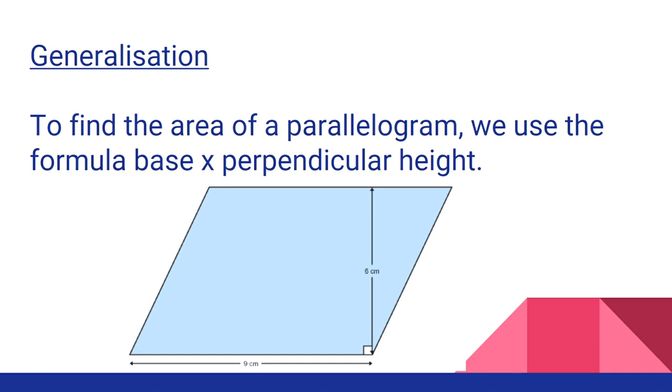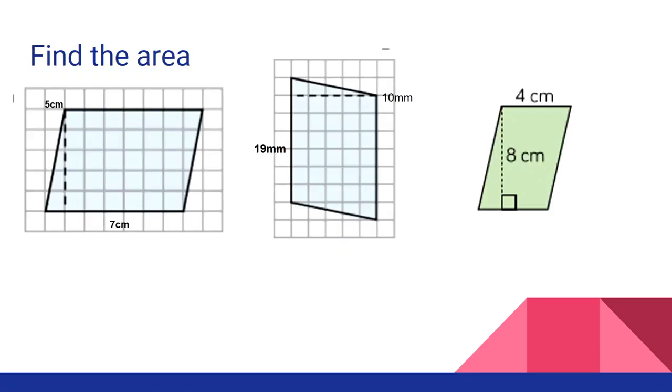The base isn't always going to be at the bottom. These shapes can be turned around, but what you're always looking for is the lines that make that right angle, the perpendicular height to the base. So let's now have a look at these three and see if you can work out the areas here. So you need a base, you need the perpendicular height, which creates that right angle, and you need to do base times the perpendicular height to find the area of these parallelograms. Okay, have a go, pause the video and then resume it, and I'll go through them with you.